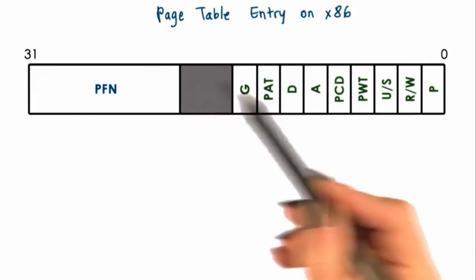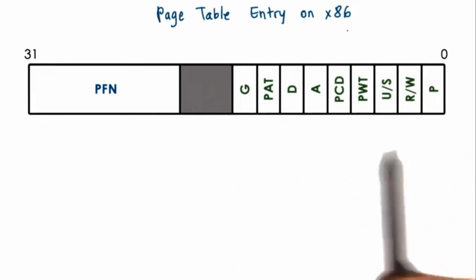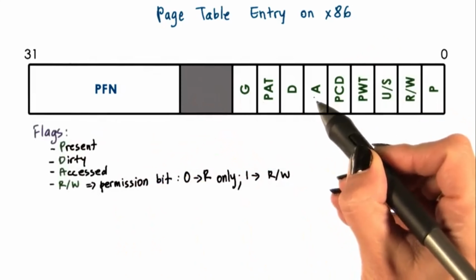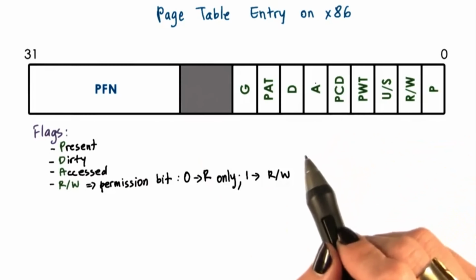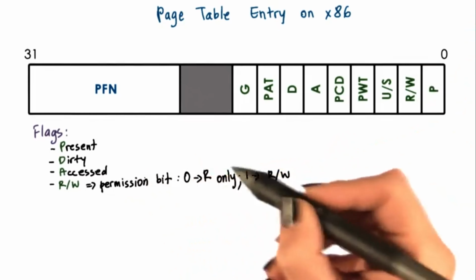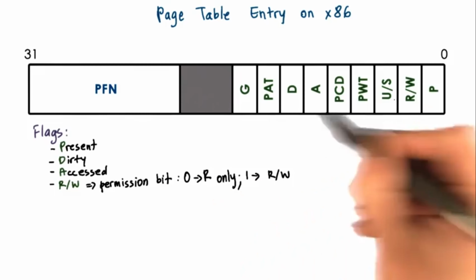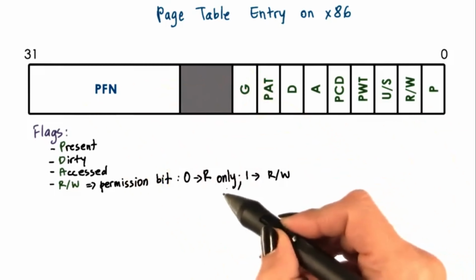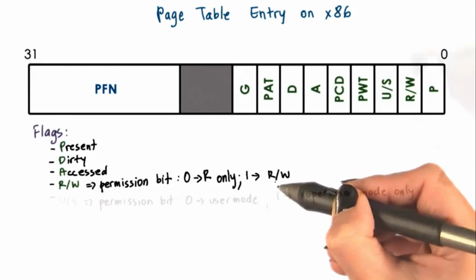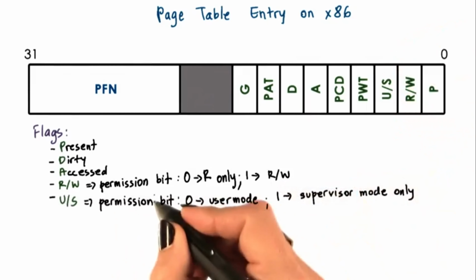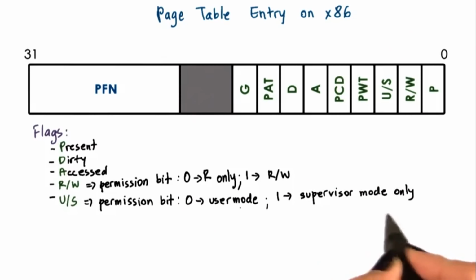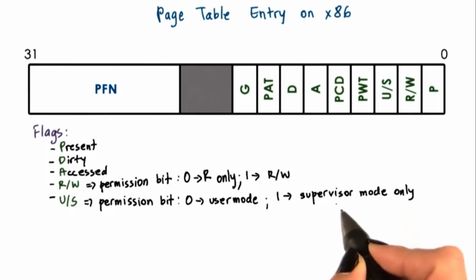Here is the specifics of the Pentium x86 page table entry. The flags present, dirty, and accessed have identical meaning as in the generic page table entry we just discussed. The bit read-write, it's a single bit that indicates permission. If its value is 0, that means that that particular page can be accessed for read only, whereas if it's 1, that means that both read and write accesses are permissible. US is another type of permission bit which indicates whether the page can be accessed from user mode or only from supervisor mode, from when you're in the kernel, basically.